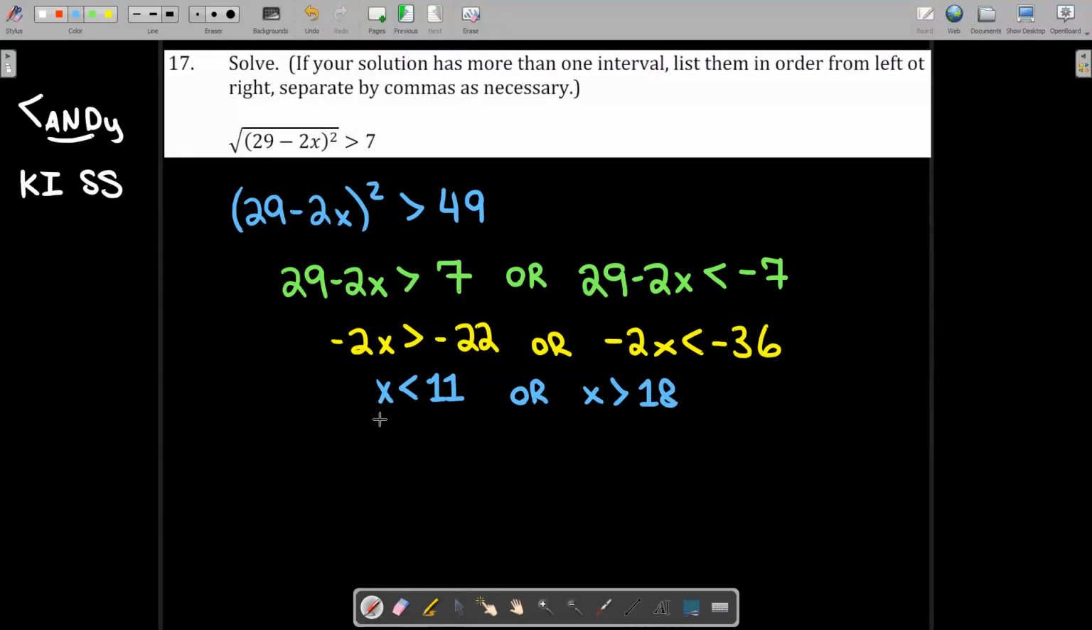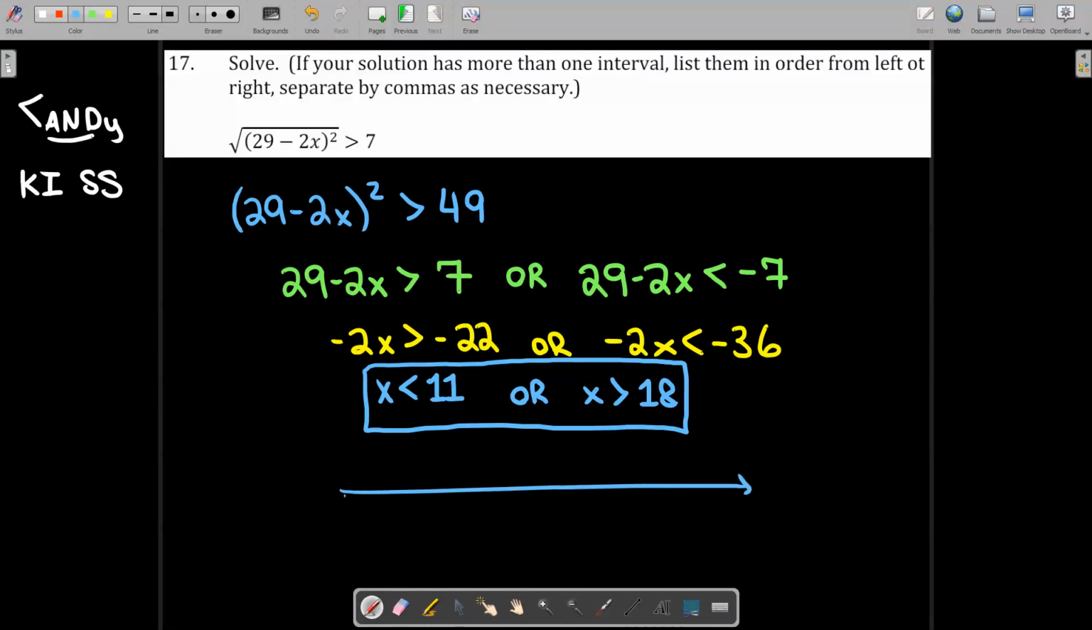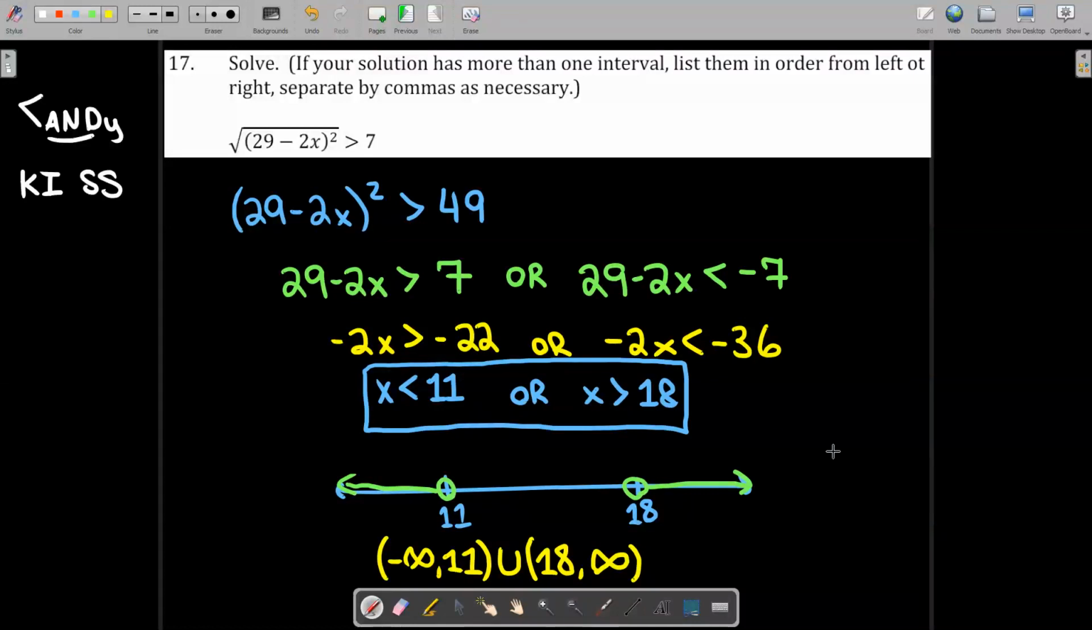And this right here is actually how I would like for us to write our answer. Less than 11, greater than 18. If we did this on a number line, and 11 was right here, and 18 was right here, it would be less than 11, so from here to the left, and greater than 18, so from here to the right. We could write this in interval notation if we really wanted to: negative infinity to 11, with a union or a gap, 18 to positive infinity. But really, the inequality notation is fine.